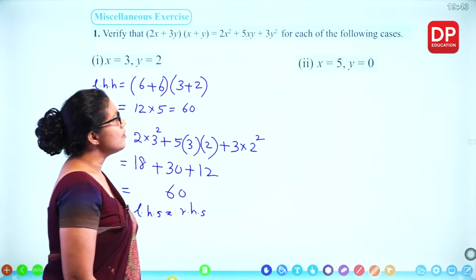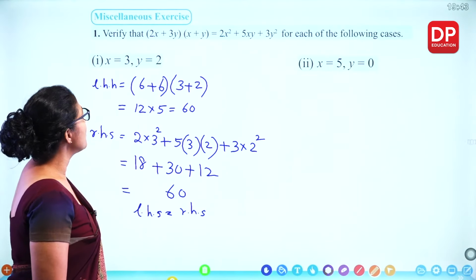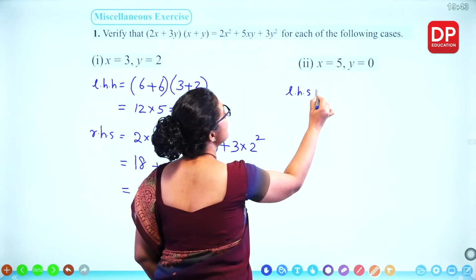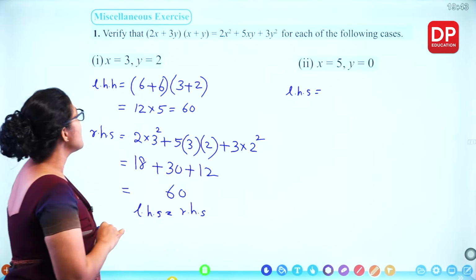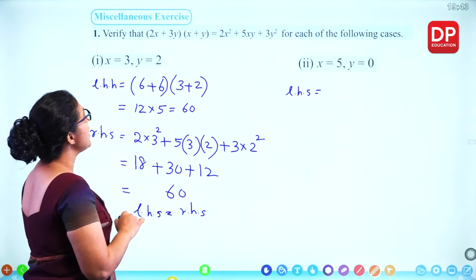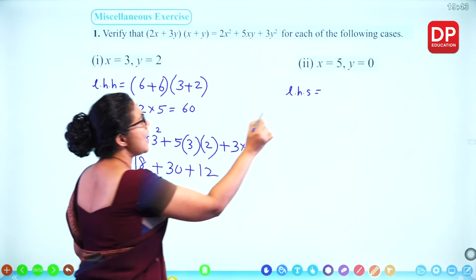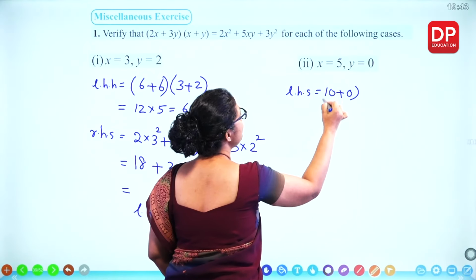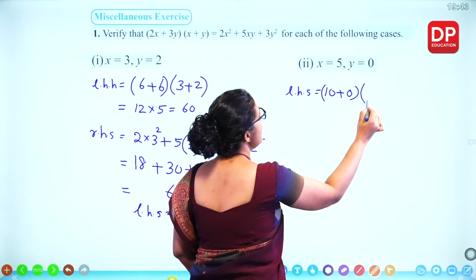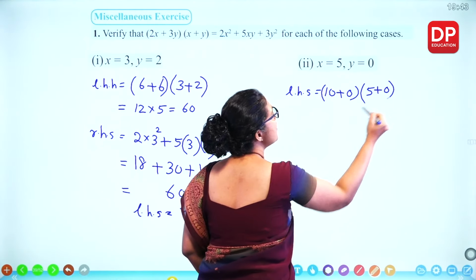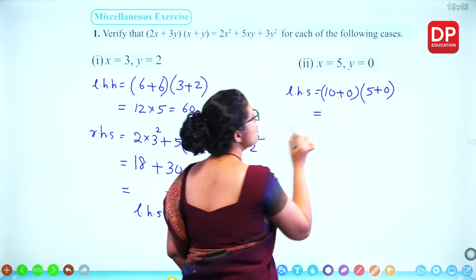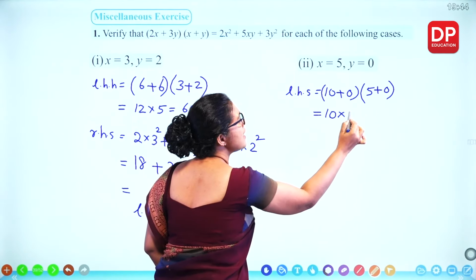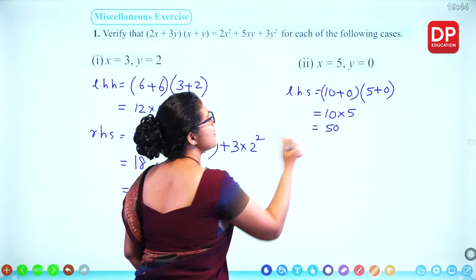Now this one, you get one value as 0. So we'll see whether it works. Take the left hand side, substitute x equals 5 and y equals 0. So when x equals 5, 5 times 2, 10, and you are getting 3 times 0 is 0. What's the other bracket? x is 5, y is 0. When you are simplifying, 10 plus 0 is 10 and this is 5. 10 times 5 is 50.